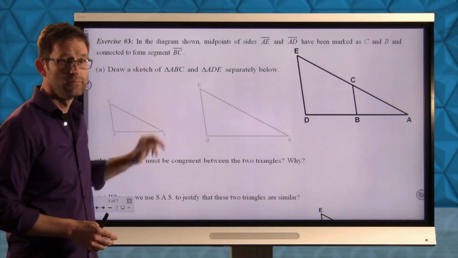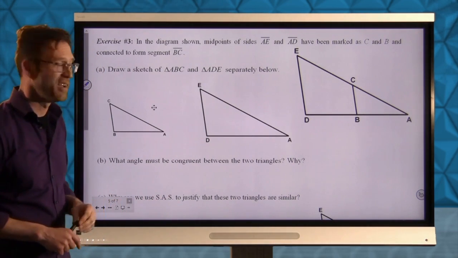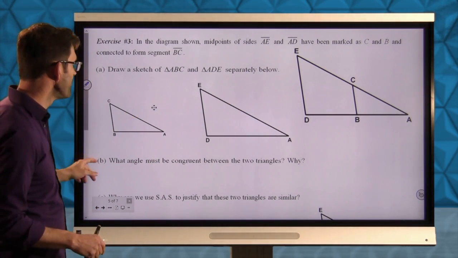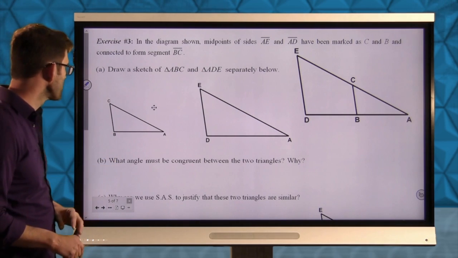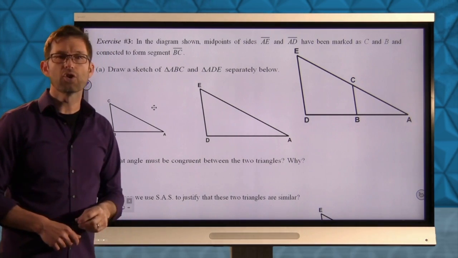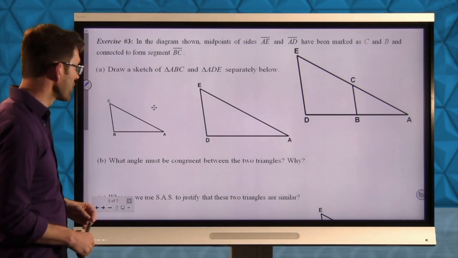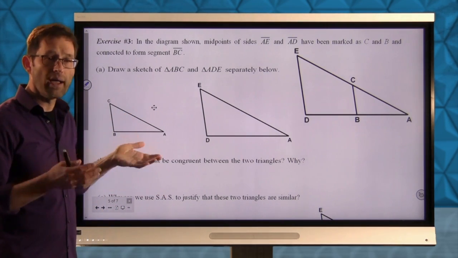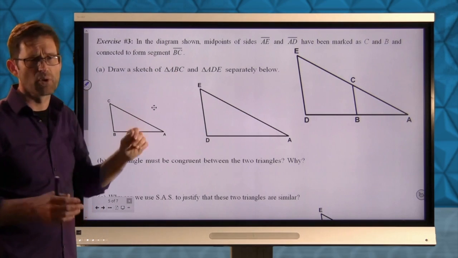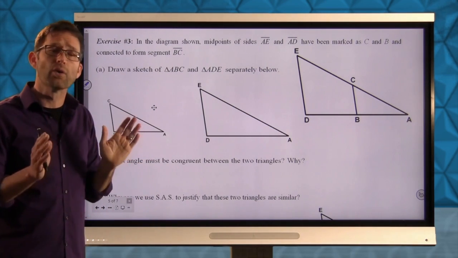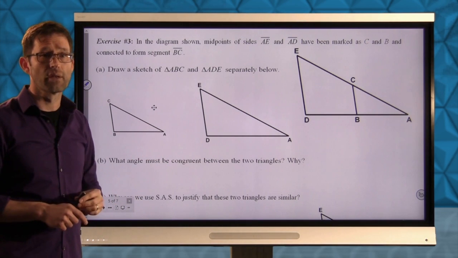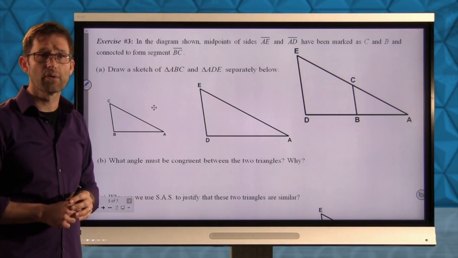All right, well, for me, there they are. I literally just took them out and reproduced them. All right, so there are my two triangles. Now, letter B asks, what angle must be congruent between the two triangles, and why? So if I just have these two triangles, I don't know yet that they're similar. They're going to turn out to be similar. I don't know yet that they're similar, but I can definitely say, this angle and this angle are equal. Which two angles can I say are equal?